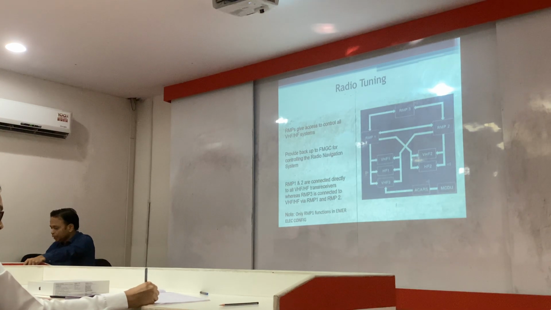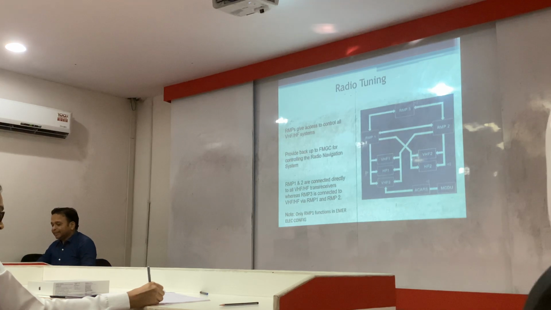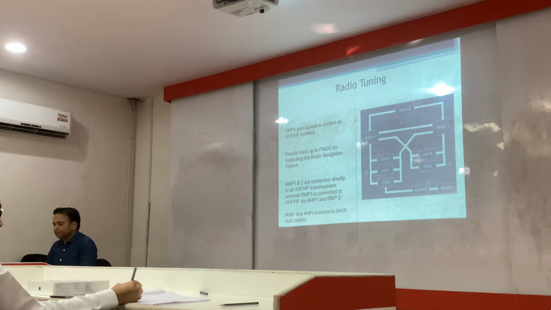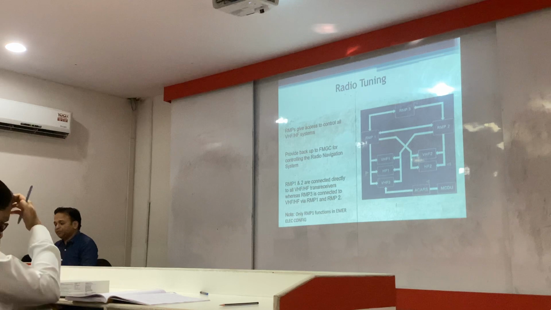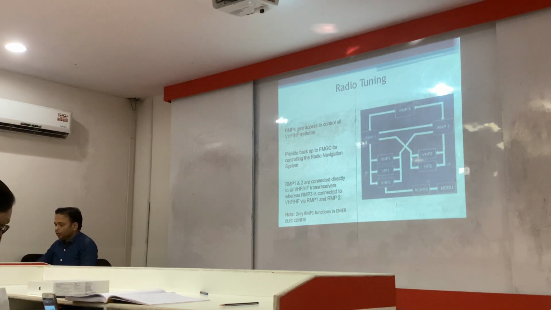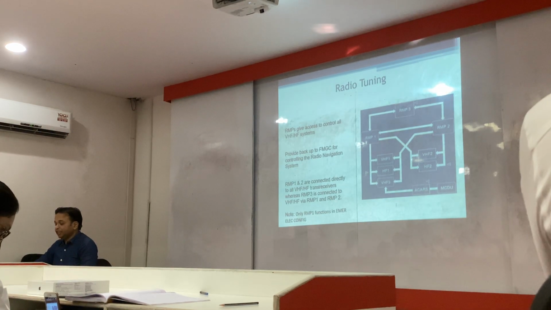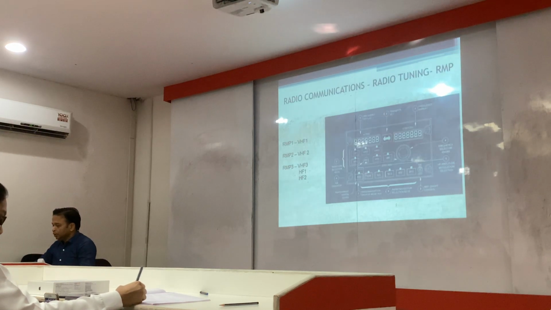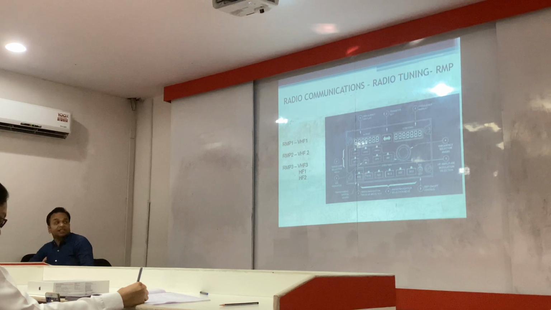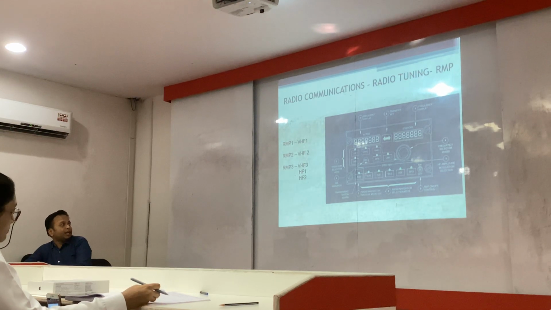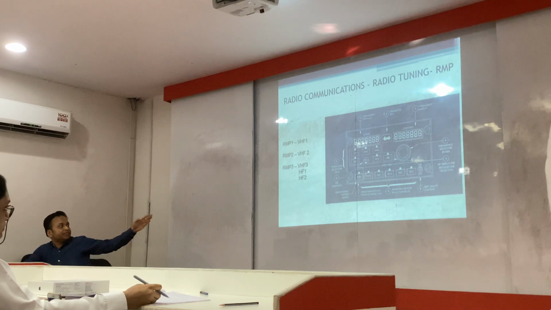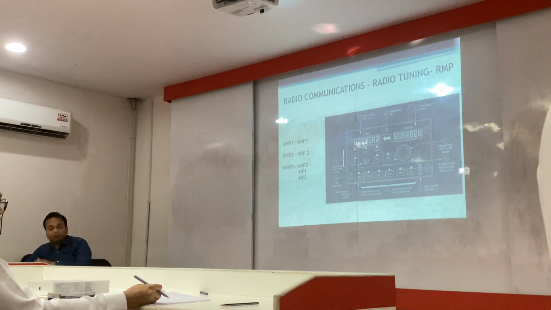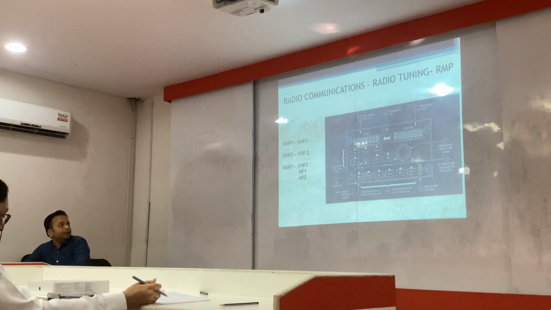Okay. So RMP1 and 2 are connected directly to all VHF-HF transceivers, whereas RMP3 is connected to VHF-HF via RMP1 and 2. Only RMP1 functions in emergency electric conflict. So this is the same thing what we discussed. RMP1 dedicated channel VHF1, VHF2 is dedicated channel for RMP2, VHF3, HF1, HF2 is dedicated channel for radios for RMP3.